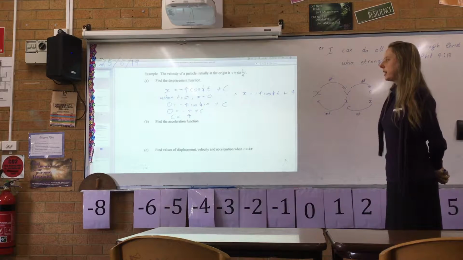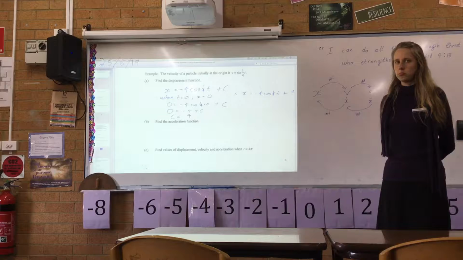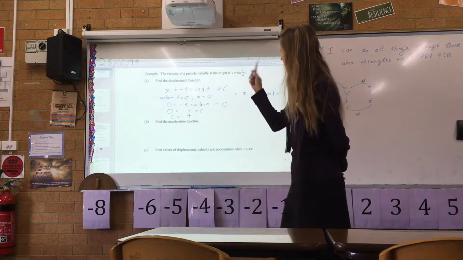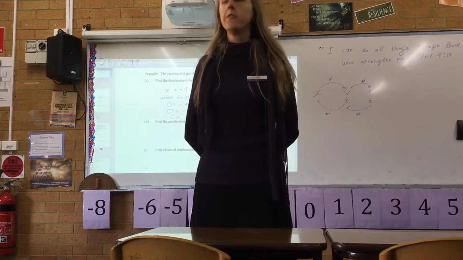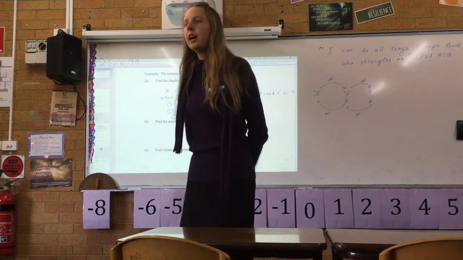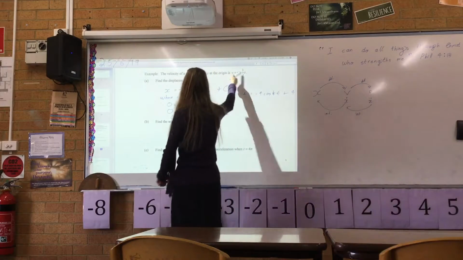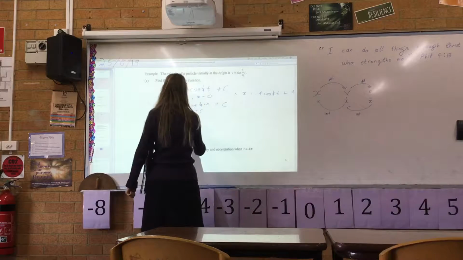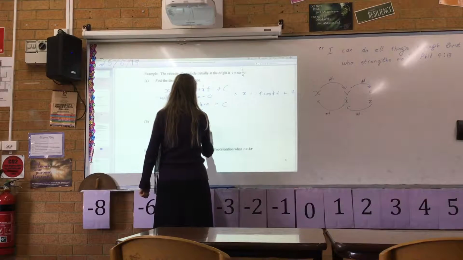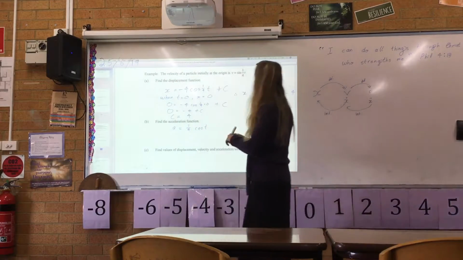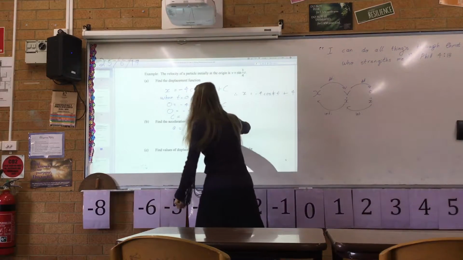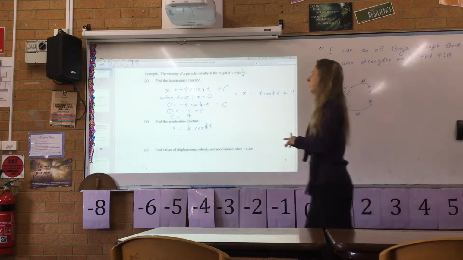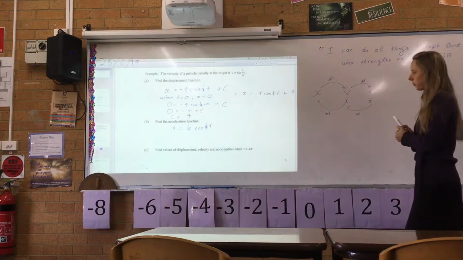It then says find the acceleration function. So what will I use? Will I use my displacement one or my velocity one? Velocity, and what will I do to velocity? Differentiate. We're getting good at this. Okay, so we need to find the acceleration. So we are going to differentiate this, which becomes a quarter cos t. Oh, sorry, I needed a quarter in there too. Okay, so there's my acceleration function.